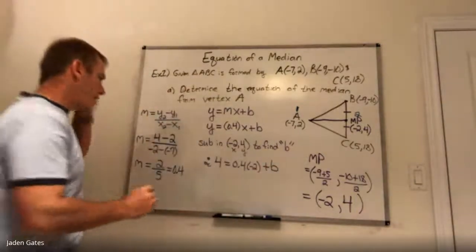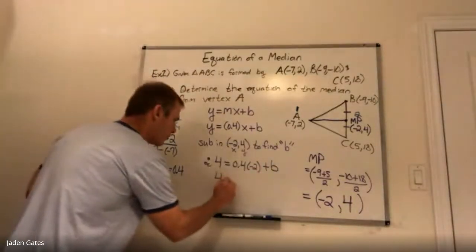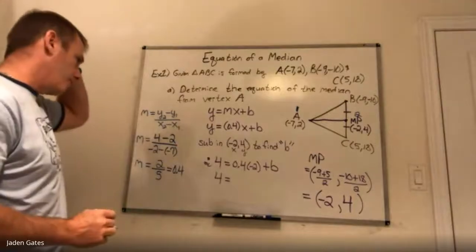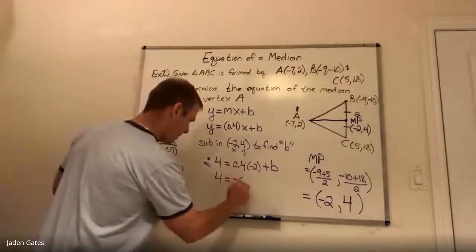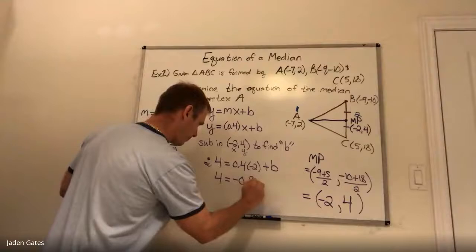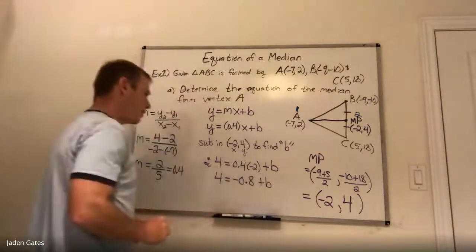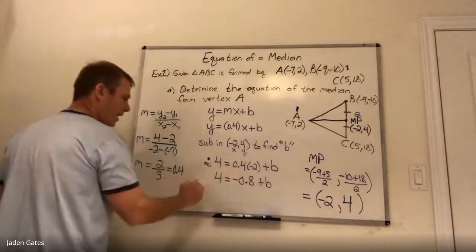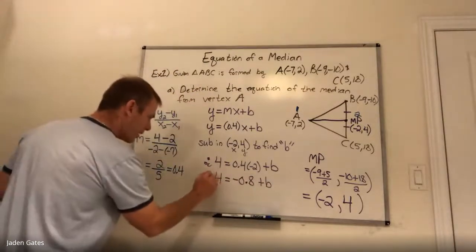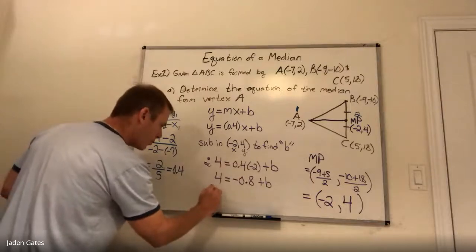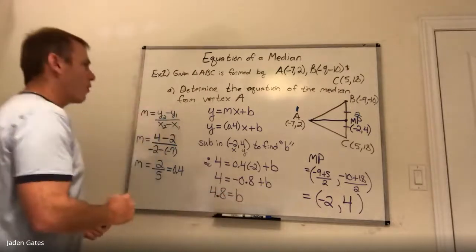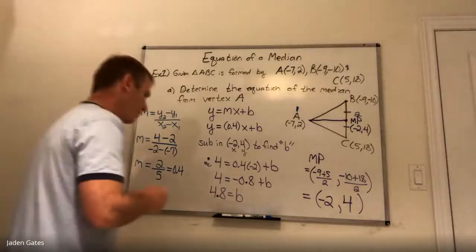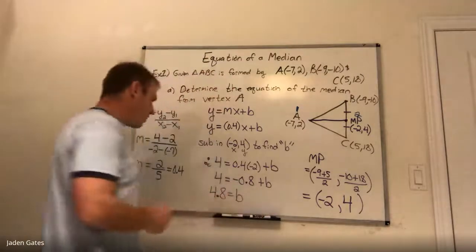All right, and so then I get 4 is equal to, doing some math here, -2 times 0.4, which is -0.8, plus the b. I move that -0.8 over to the other side, and so I'm going to have 4 plus 0.8, which will give me 4.8.